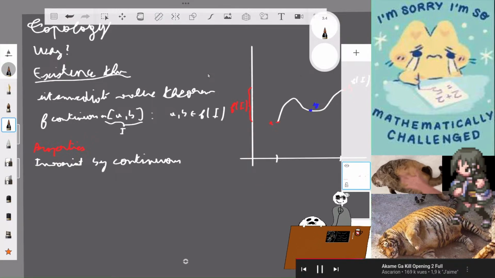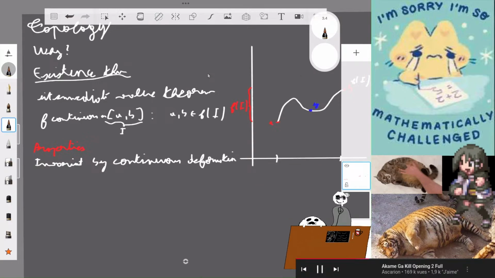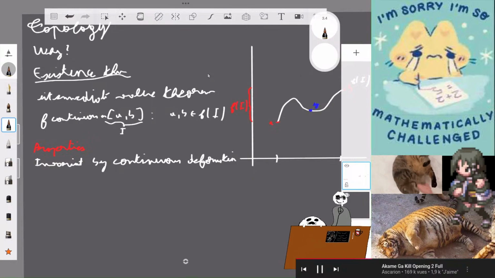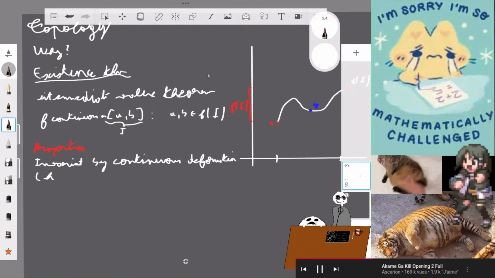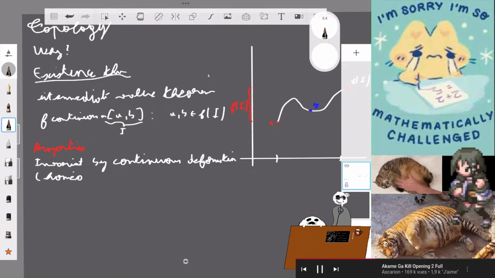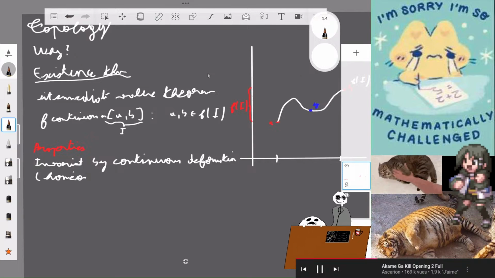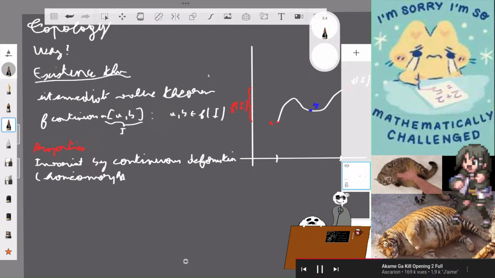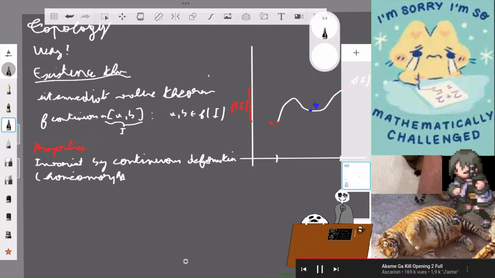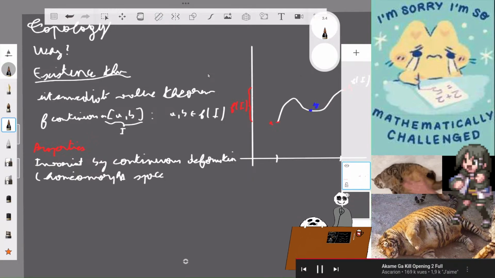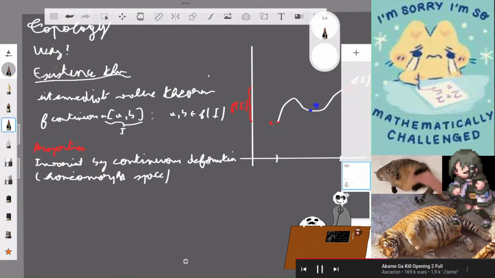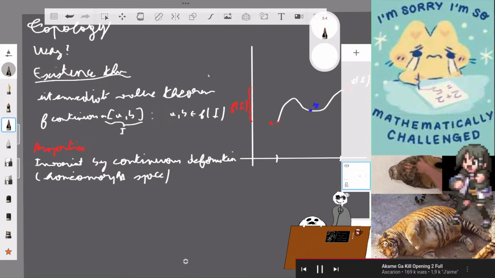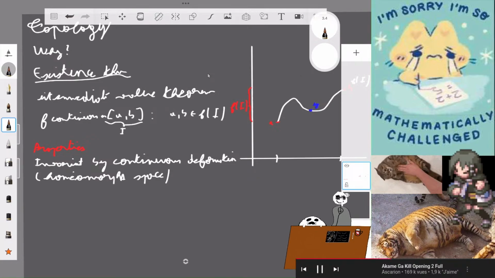continuous deformations and homeomorphisms. So this is like homeo, morph. So morph is shape and homeo is the same. So yeah, homeo for space. So it's a space where the shapes stay the same, I guess. Or the forms, I guess.